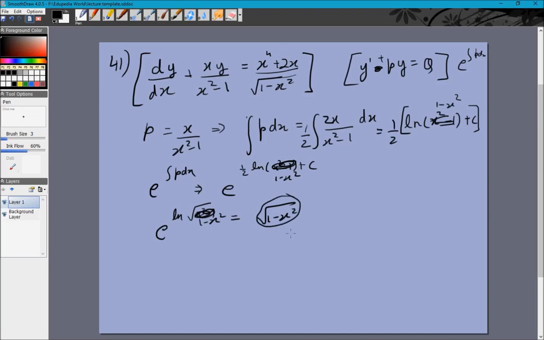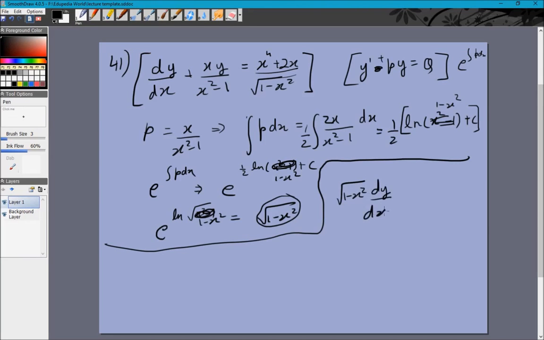We multiply both sides of the equation by this integrating factor. What we'll get is root of 1 minus x squared dy by dx plus xy by root of 1 minus x squared. But there'll be minus sign here as well, because this is x squared minus 1, so we can write this as minus of 1 minus x squared, and we multiplied by root of 1 minus x squared, so there's a minus sign. What is this equal to? The RHS multiplied by root 1 minus x squared, that is simply x to the power 4 plus 2x.